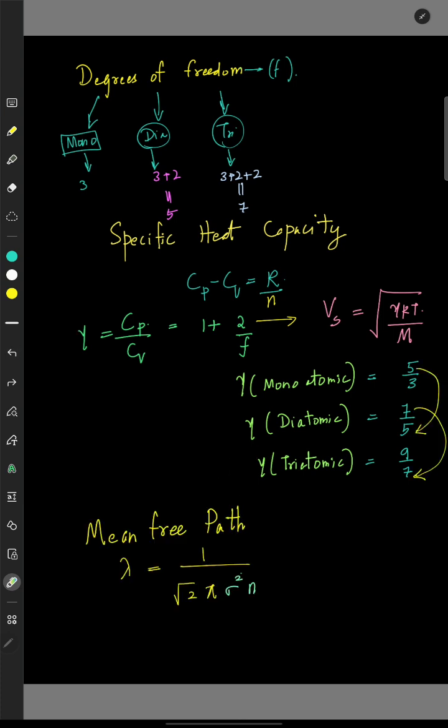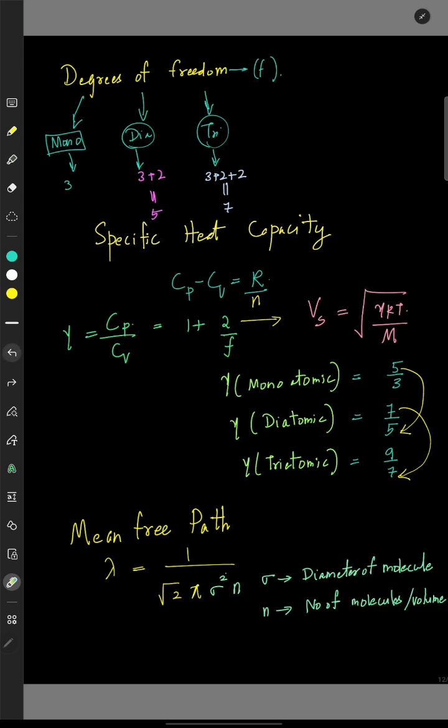Finally, the mean free path. Mean free path is given as 1/(√2 π σ² n), where σ is the diameter of the molecule and n is the number of molecules per unit volume, the number density. And finally, the mean free path is directly proportional to temperature and inversely proportional to pressure.